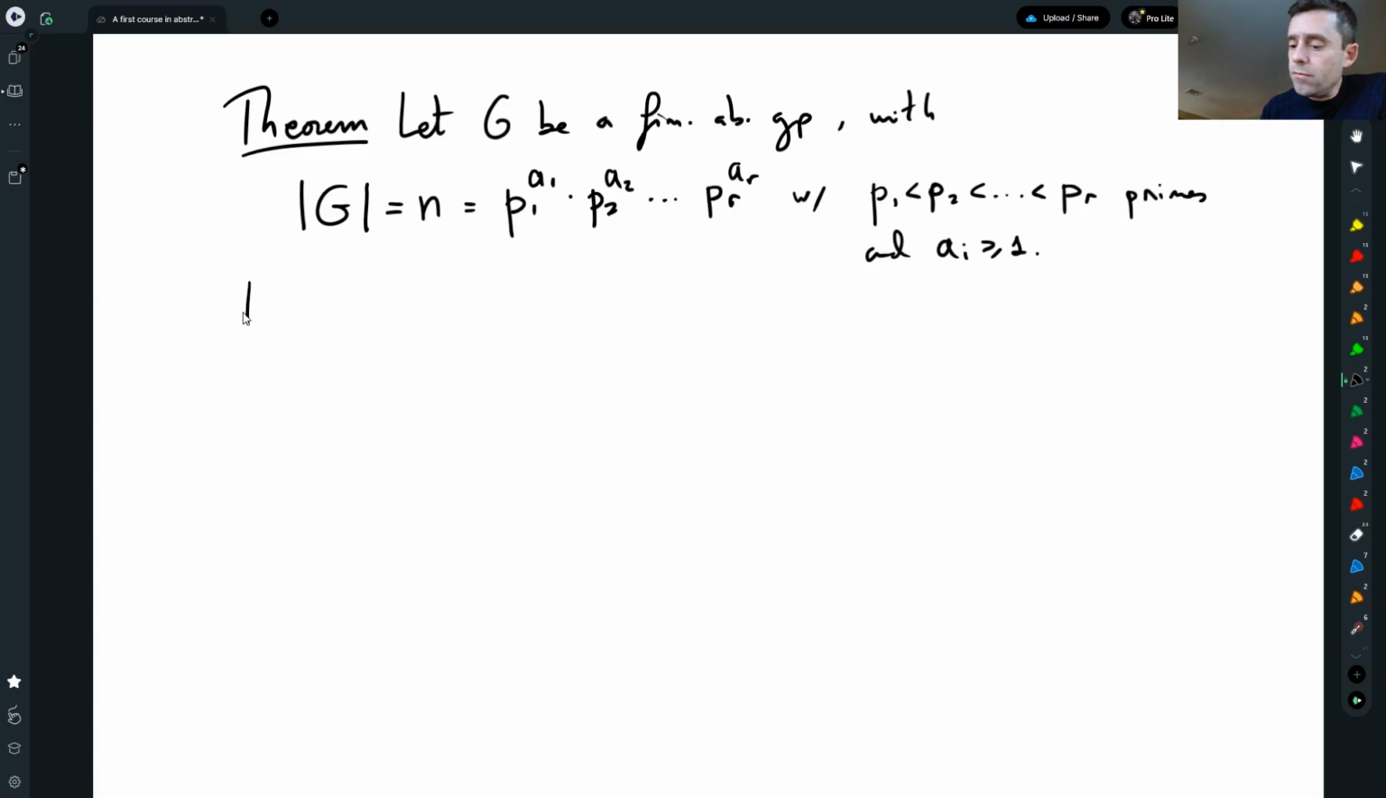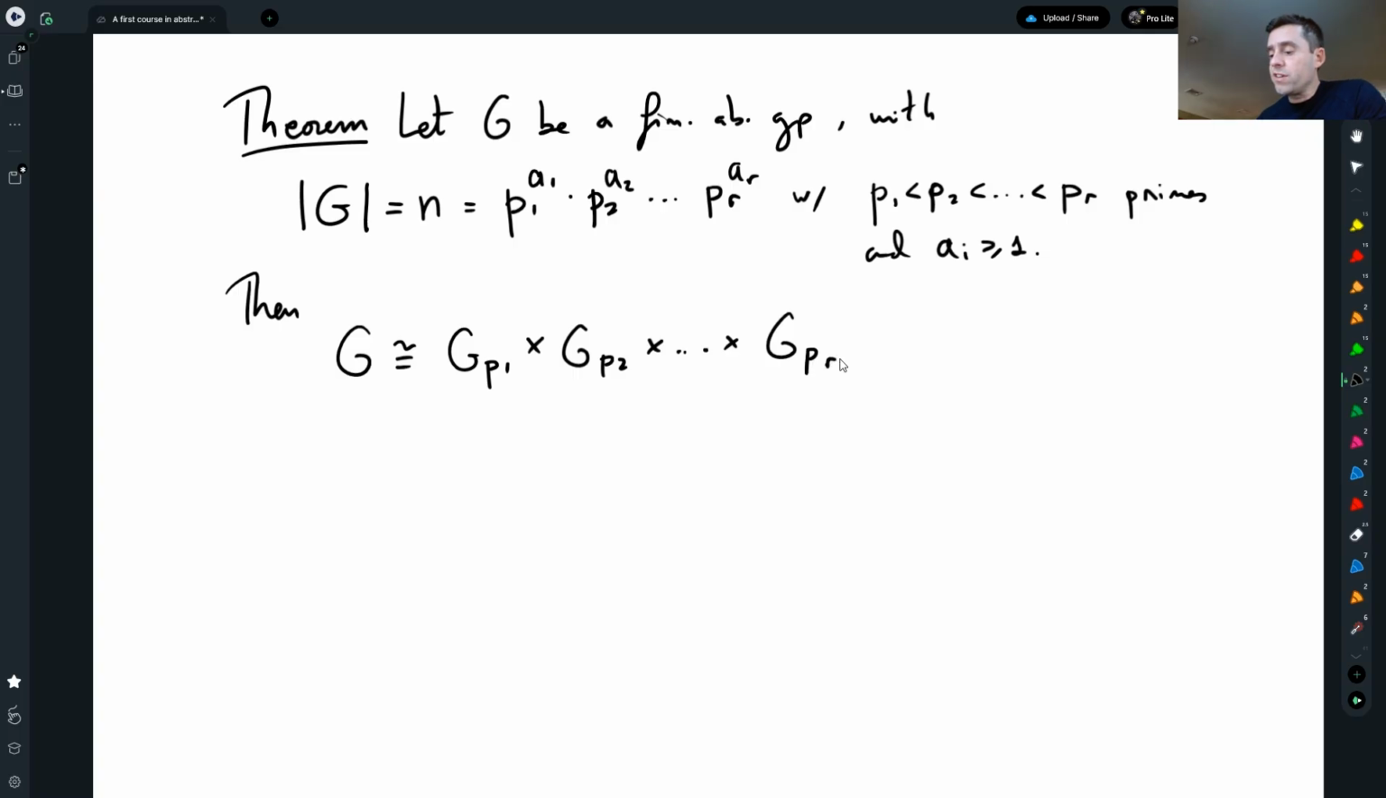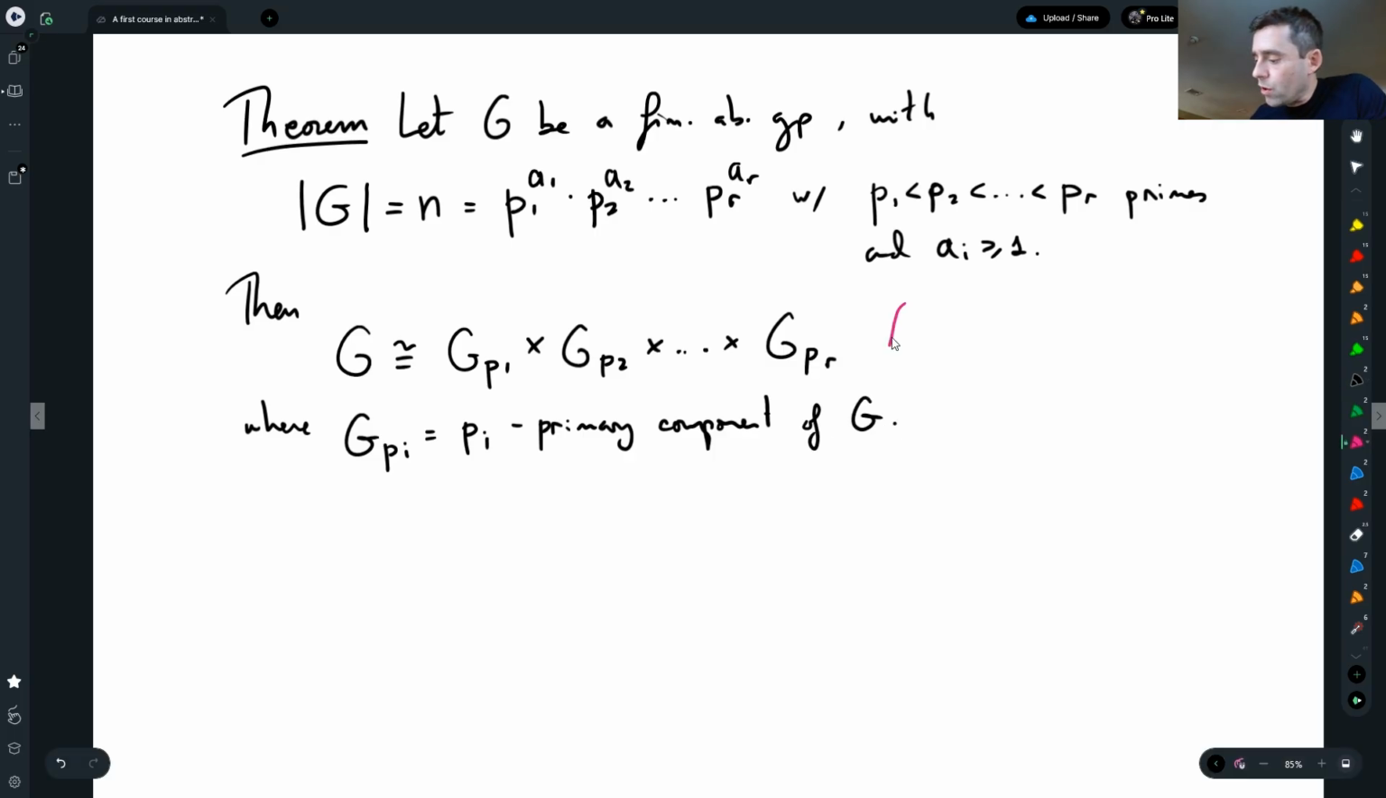And then G is isomorphic to G_p1 cross G_p2 cross G_pr. So it's the internal direct product of all of those, where each one of those is the pi-primary component of G. Okay, so this is an internal direct product. And we talked about internal direct products in the past.